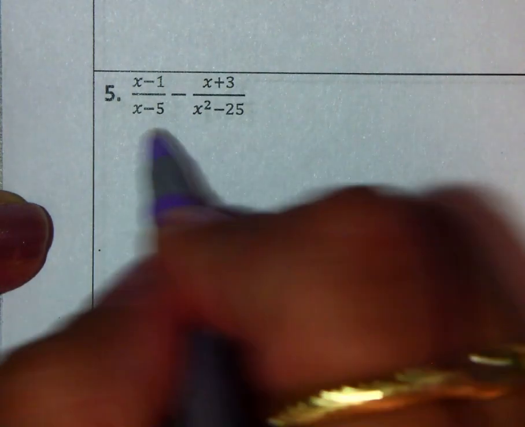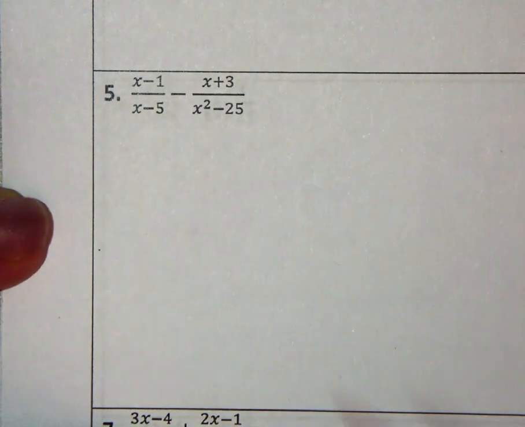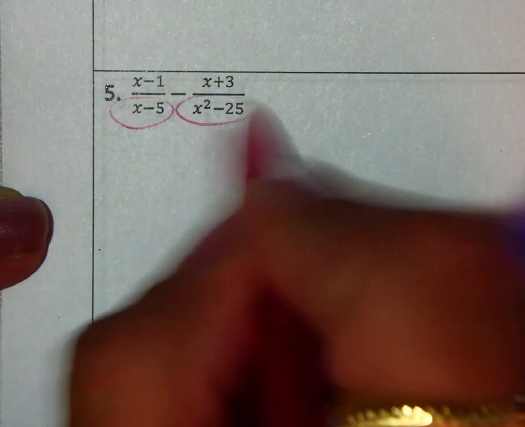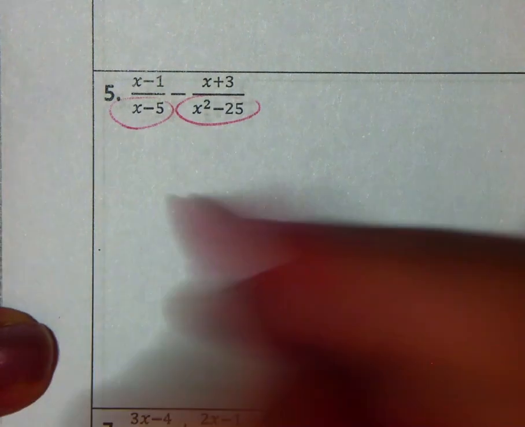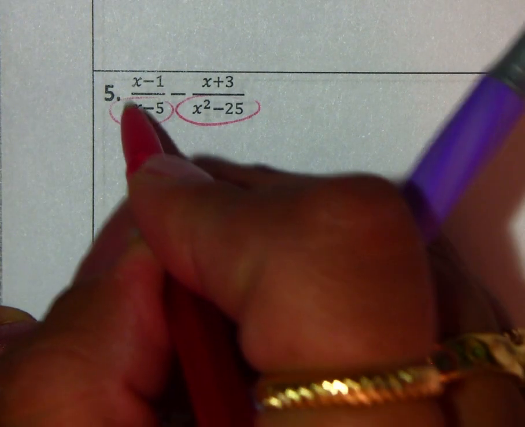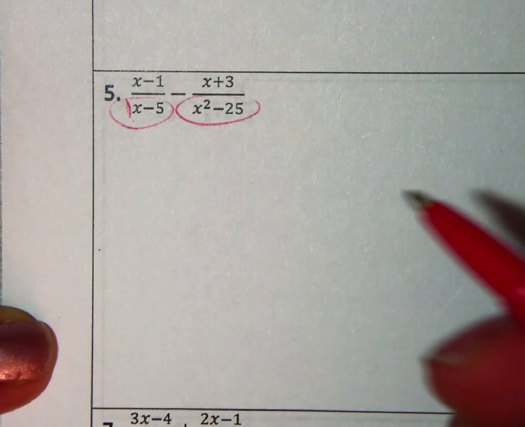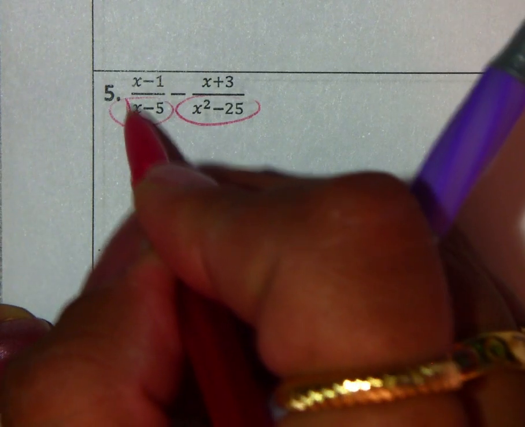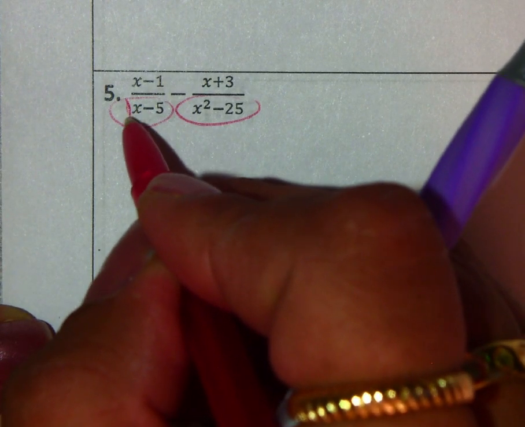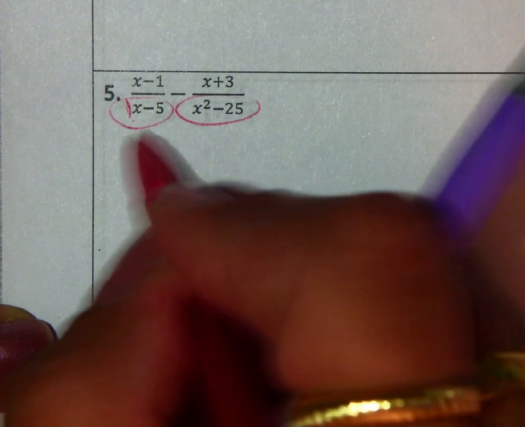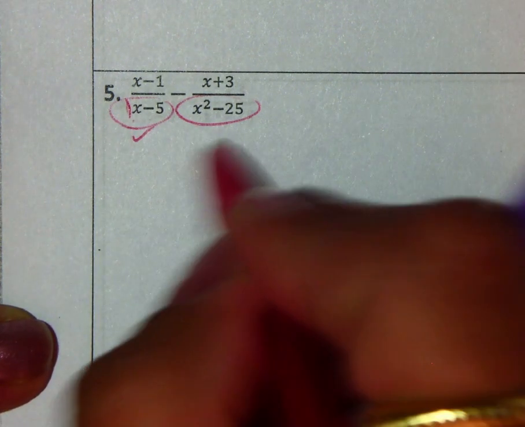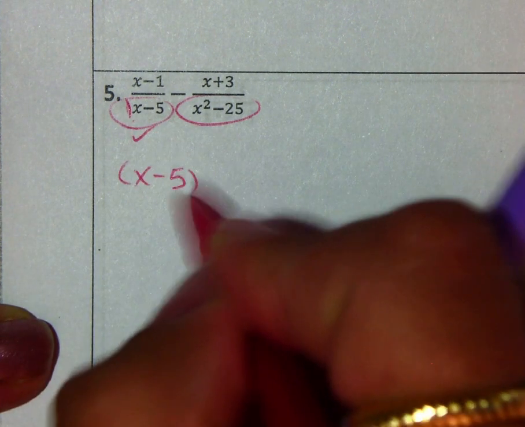For this, again, you're going to look only at the denominator and factor that first. X minus 5 is not going to be able to be factored more because you have a coefficient of 1, so you can't divide by anything other than 1. So this one's done. You have x minus 5 right here.